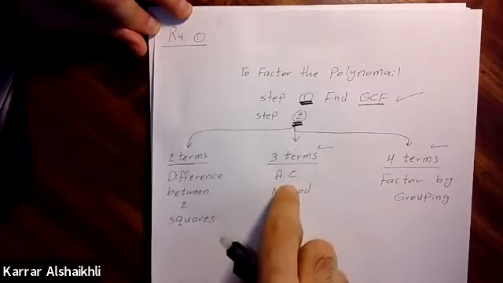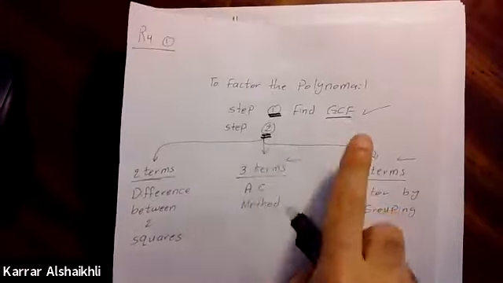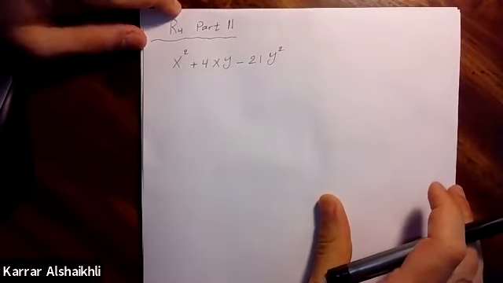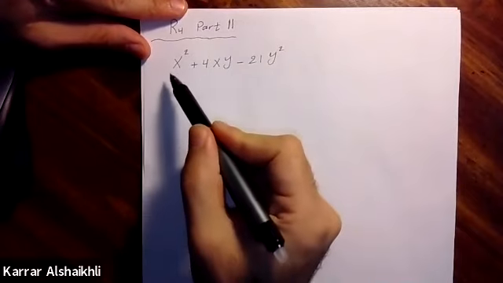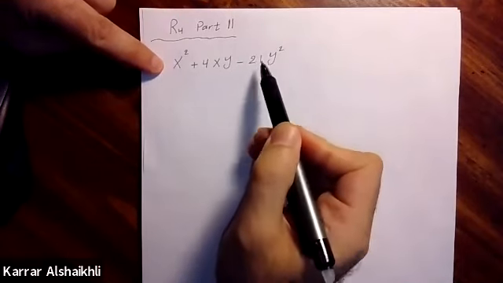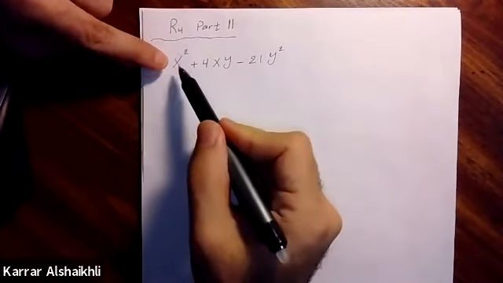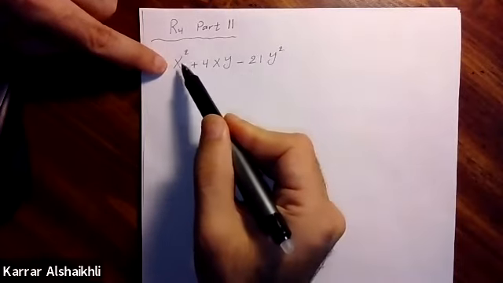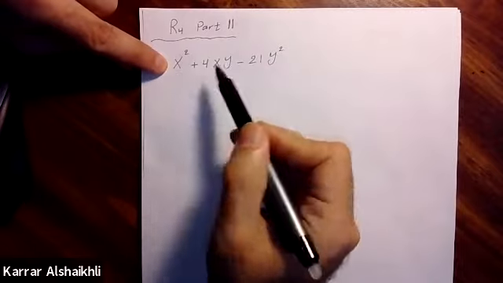So let's do more examples about the AC method when we have 3 terms, and always I'm going to check if there's a GCF. For this example, the first thing I need to check is if there is a GCF between these 3 terms. There is no GCF because there is no common number between 21 and 4 and the invisible 1. I have an X here, but there is no X here. There's no Y here, but there's Y, there's Y. That means there's no GCF between these 3 terms.